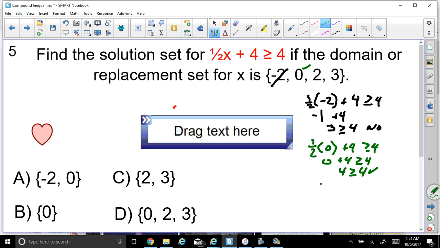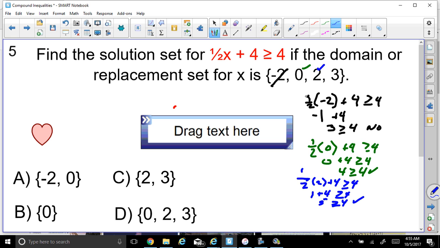Well, if 0 works, let's see if 2 will work. So 1/2 of 2. Half of 2 is 1. And we're going to add to it 4. And 4 plus 1, we're going to see, is this greater than or equal to 4? And it looks like it is. I'm seeing 4 plus 1 is 5. And 5 is greater than 4. And that works also. So yeah, we're checking each one.